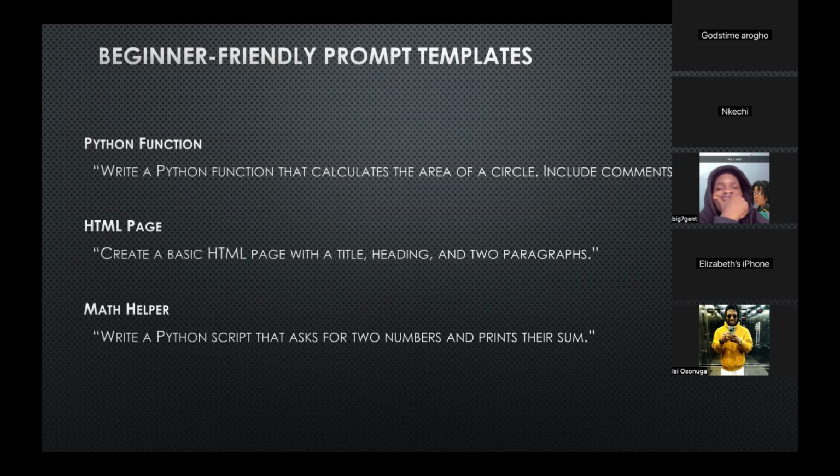Write a Python function that calculates the area of a circle. Include comments. For HTML pages, you can say "Create a basic HTML page with a title, heading, and two paragraphs." Now, this is just a beginner prompt for HTML. This is because we are talking about HTML, and we are also talking about AI coding. That's why I'm telling you about Python functions. Python is a coding language. In the same way, HTML is also a language, but it's a web-based language.